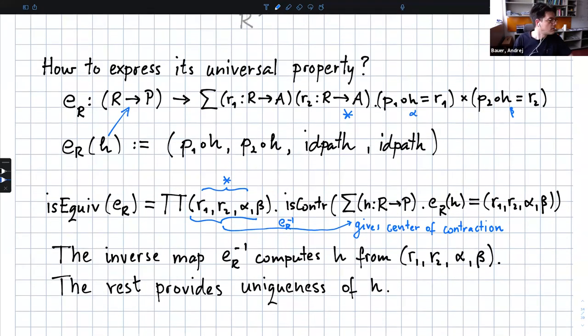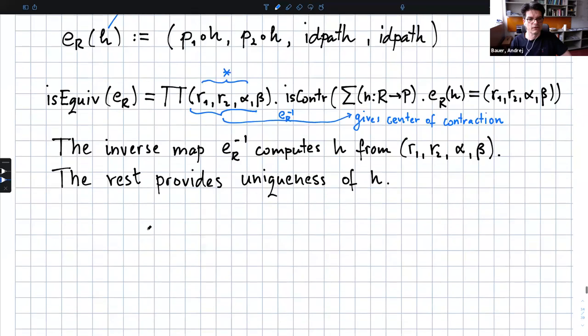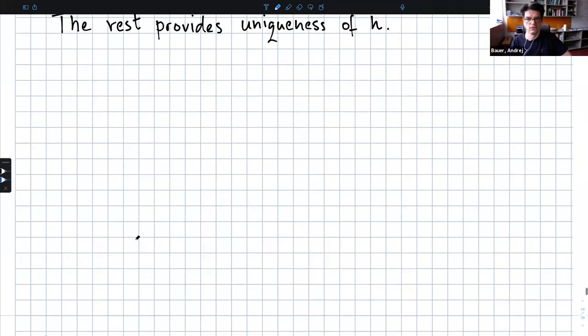What is the time? 17:20, how are we doing on time? Equivalence is 17:35. Okay, let's look at the exercises because it's kind of nasty if we don't have this right.